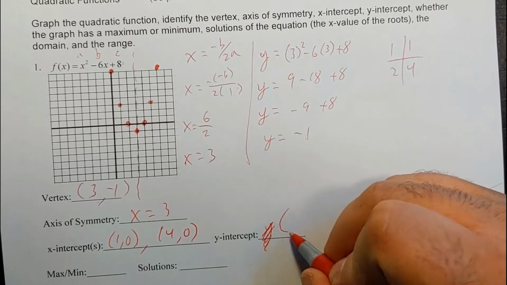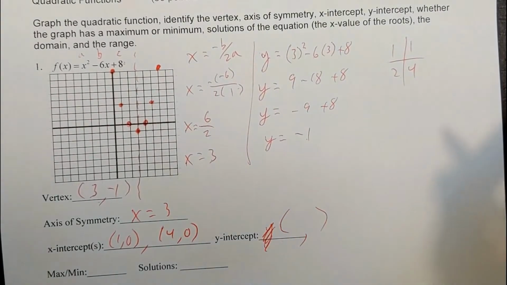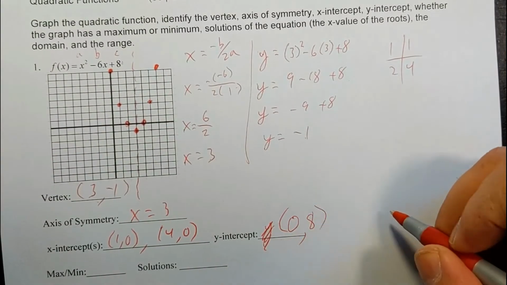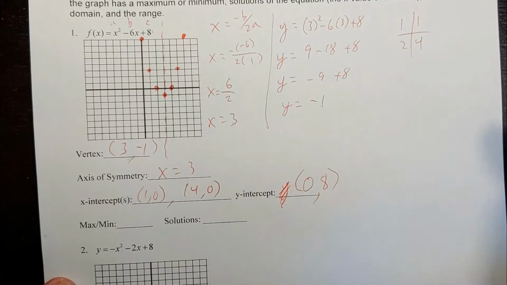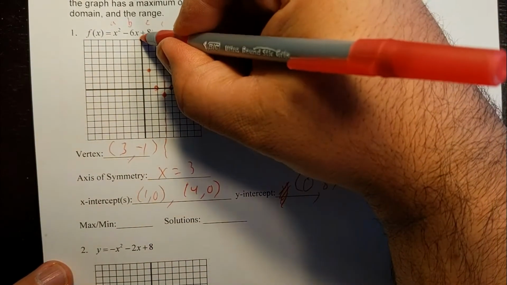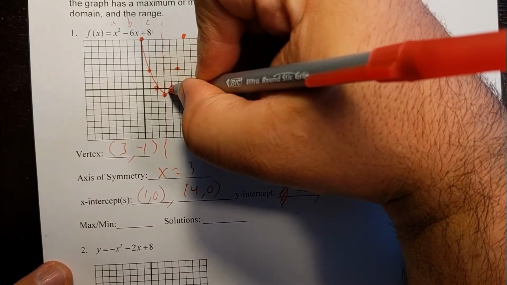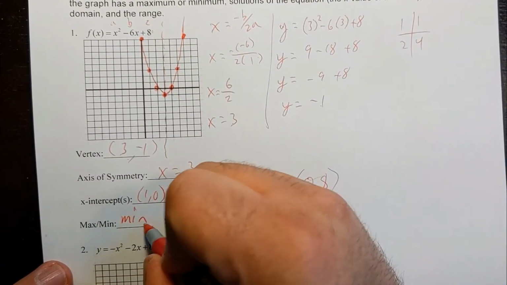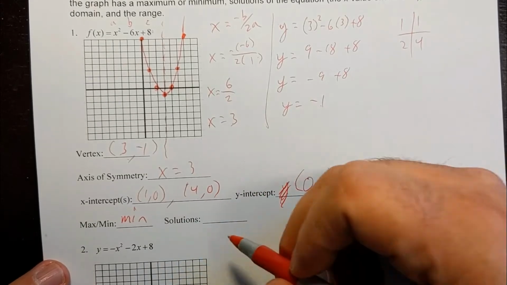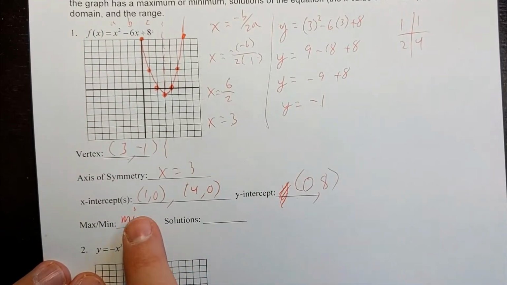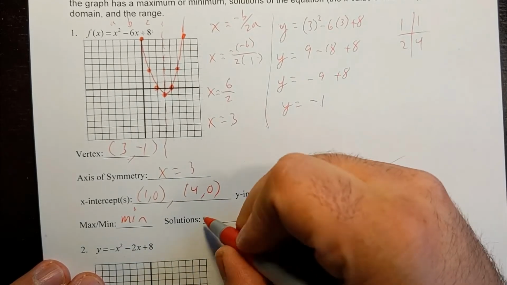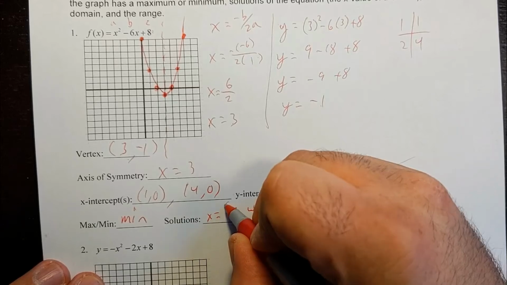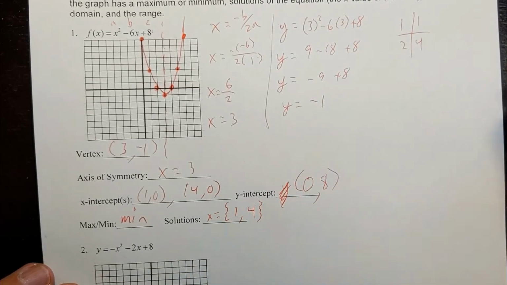So what we're going to do, we're writing a coordinate because we're talking about the point. We're going to put x is 0, y is 8. And then after that, max or min, if you're looking at this graph and it comes down, it doesn't go below the vertex and then it goes back up. That is the minimum. It will never go below the vertex. And then the solutions are the x values for these two coordinates. So we have x equals 1 and also 4. So both of these would be your solutions.